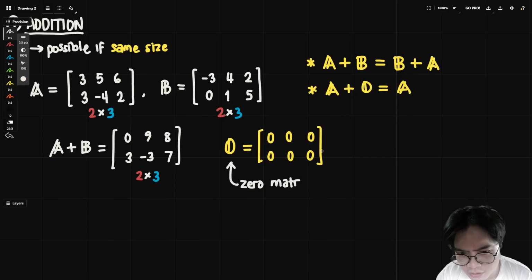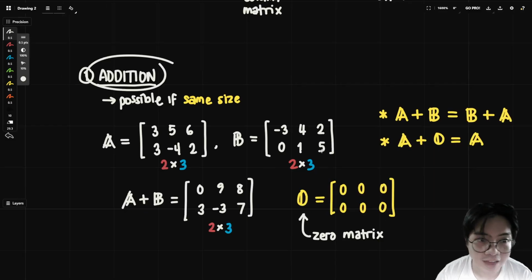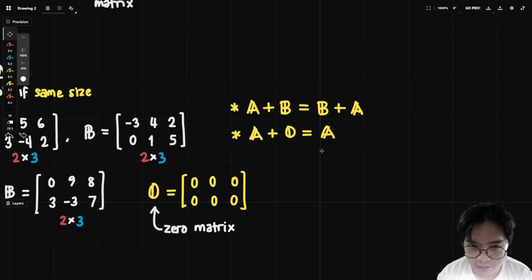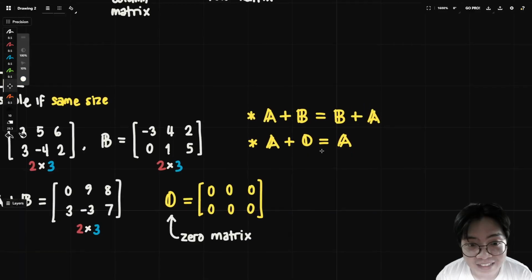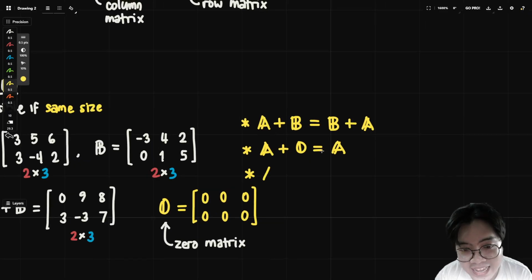And in this case, the zero matrix can come in all sorts of different sizes. Right now, this one is another 2 by 3 matrix. Para mag-add siya via addition. Okay? So now that's the identity, right? That's the identity. And also, of course, there's going to be an inverse, right?